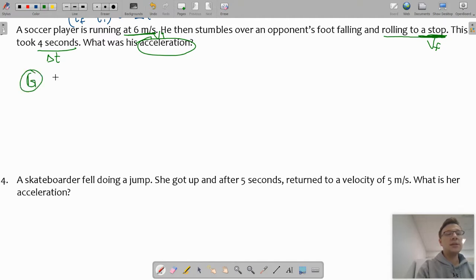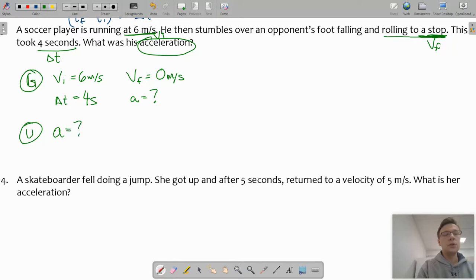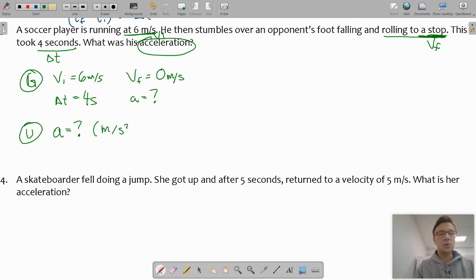Okay, so we know that the initial velocity of the player is 6 meters per second. We also know that he rolls to a stop, and therefore his final velocity is 0 meters per second. The change in time here is 4 seconds, and we are solving for the acceleration. Again, please rewrite the unknown, acceleration, and then we know that we're going to measure that in meters per second squared.